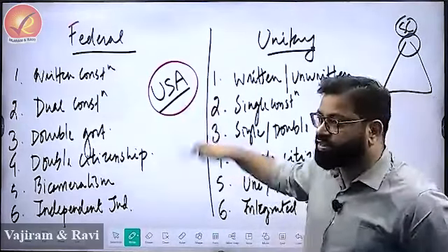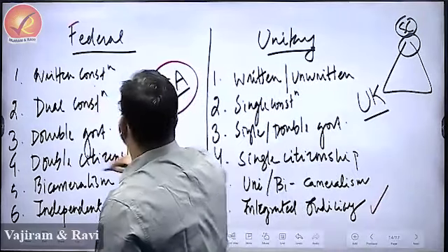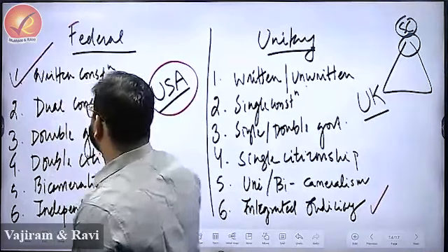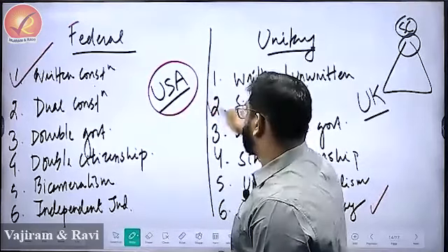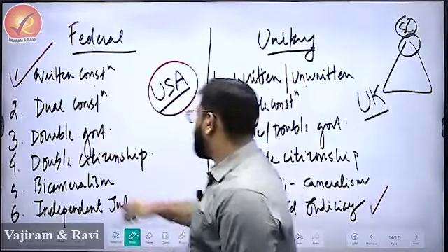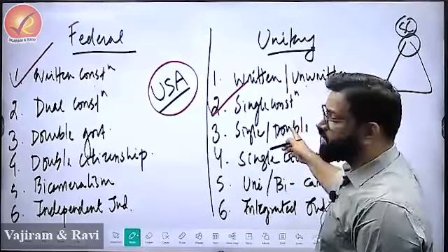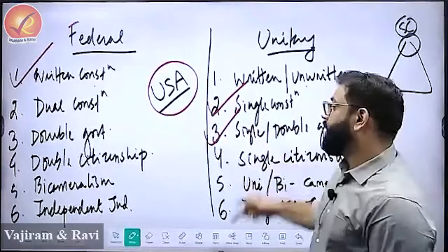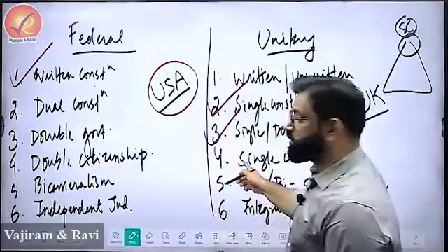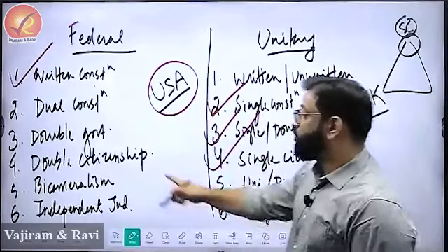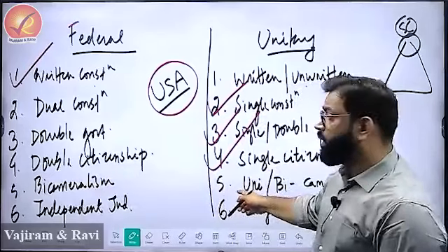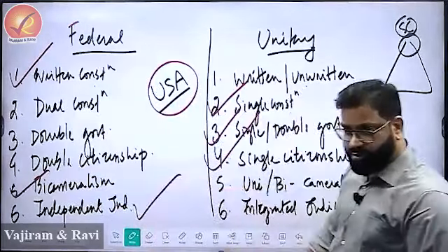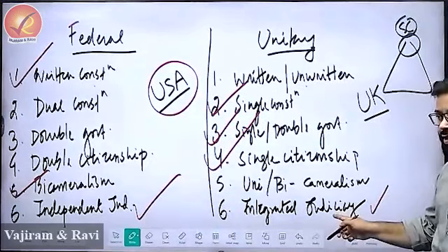Now let's look at these features. Tell me, do we have a written constitution or unwritten constitution? We have a written constitution. Do we have dual constitution or single constitution? Single constitution. Do we have double government, or single government where the central government is more powerful? The latter, where the central government is more powerful. Do we have double citizenship or single citizenship? Single citizenship. Do we have bicameralism or unicameralism? Bicameralism. Do we have independent judiciary? Yes. Do we have integrated?